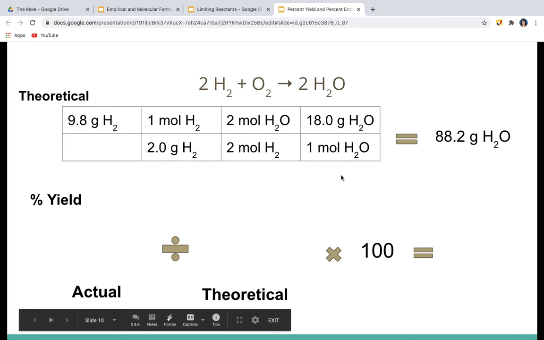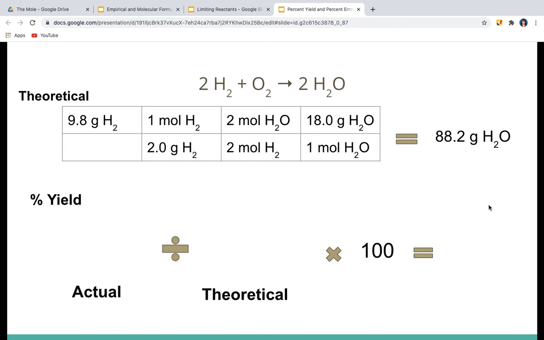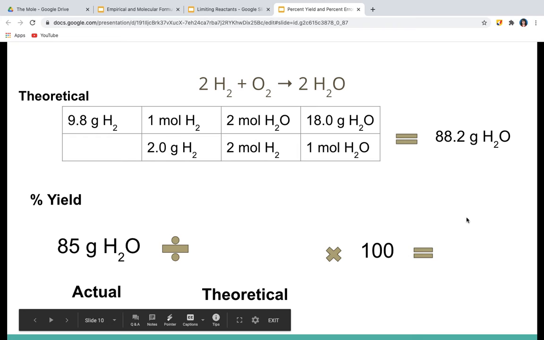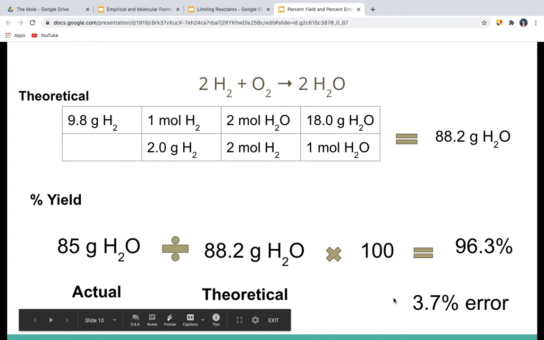Now remember, we said that their actual yield was 85 grams. Then we're going to put our theoretical in here, 88.2, divide those, and then multiply by 100 to get our percent yield. We have a 96.3% yield, which, if we subtract that from 100, gives us 3.7% error.